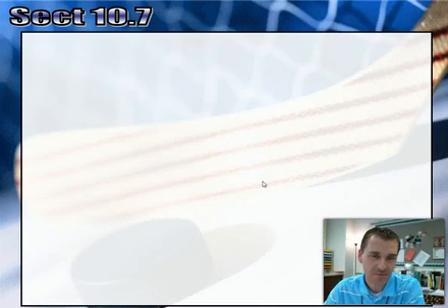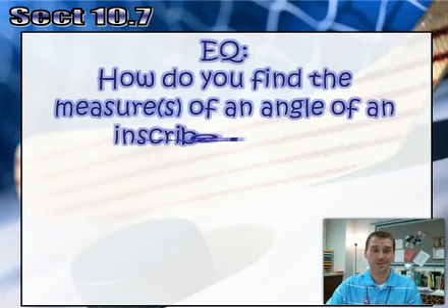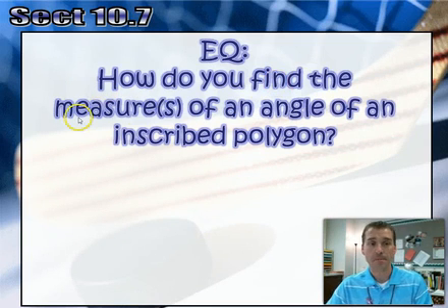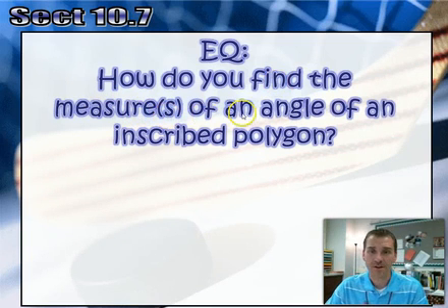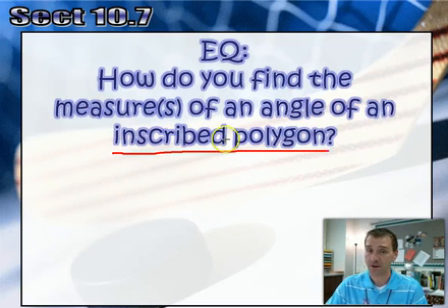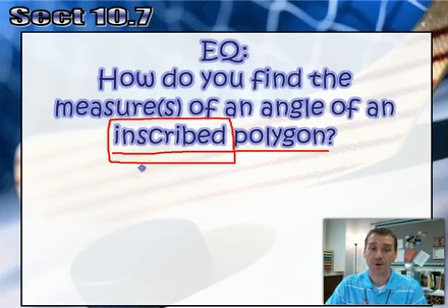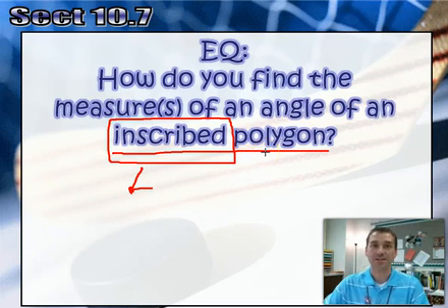But here is, I guess, your essential question for this video lesson. How do you find the measure, or really measures, of an angle, or angles, of an inscribed polygon? I'm going to show you an example of what an inscribed polygon is. But you already know this word. Inscribed should be referring to an angle, and yes, that's the case. An inscribed angle, remember, has its vertex on the circle. So this word inscribed will be transferred to polygons, at least the concept, when I show you the example. So let's draw some circles in your notes.